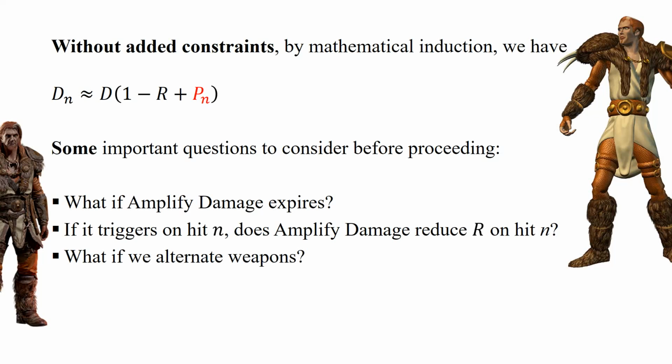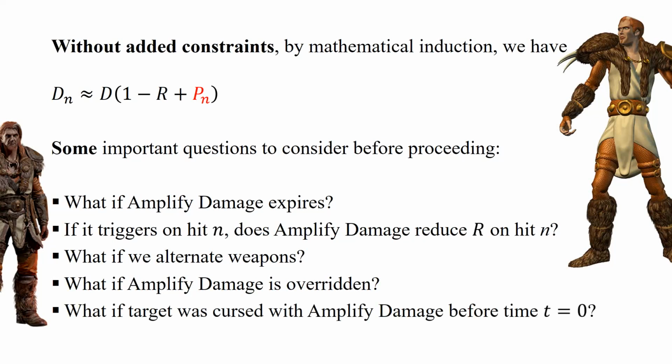What if we alternate between weapons? Well, that's an obvious case in which P sub n could vary, right? So that kind of gives us some justification for why we haven't yet made that substitution. What if Amplify damage is overridden? That's kind of important, although it's not clear how that relates to P sub n not yet being substituted for a constant. Furthermore, what if the target was cursed by Amplify damage before time t equals 0? That is, before we engage the target, what if it had already been affected by Amplify damage?